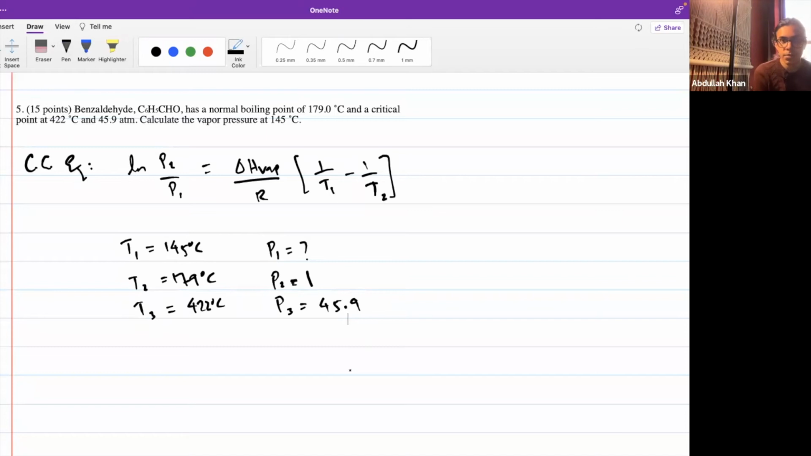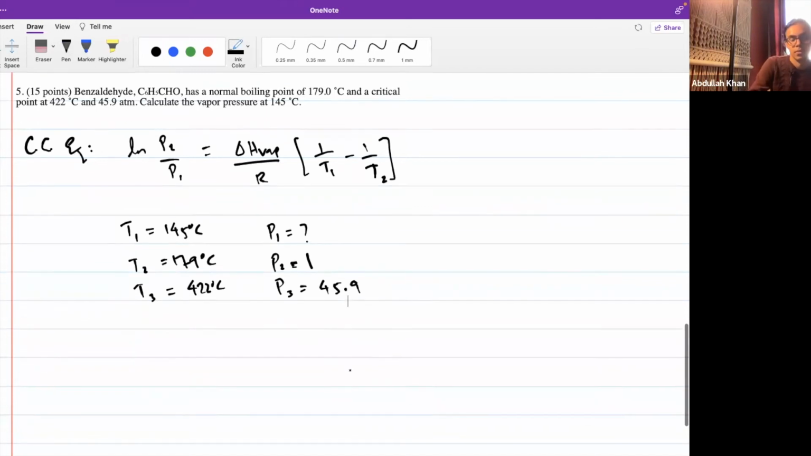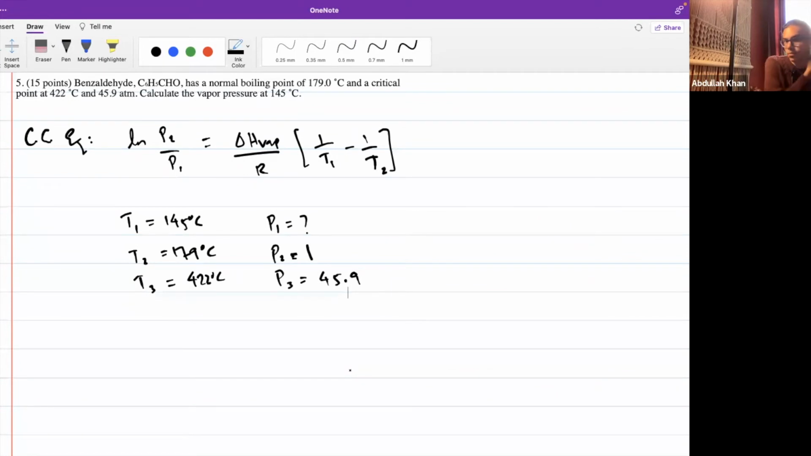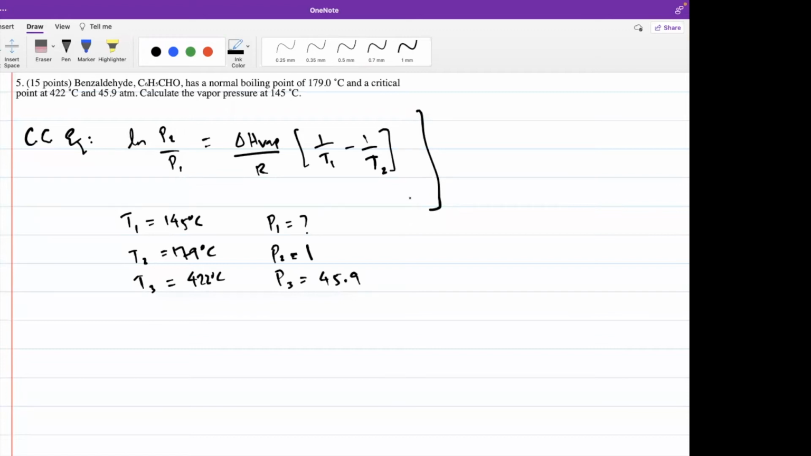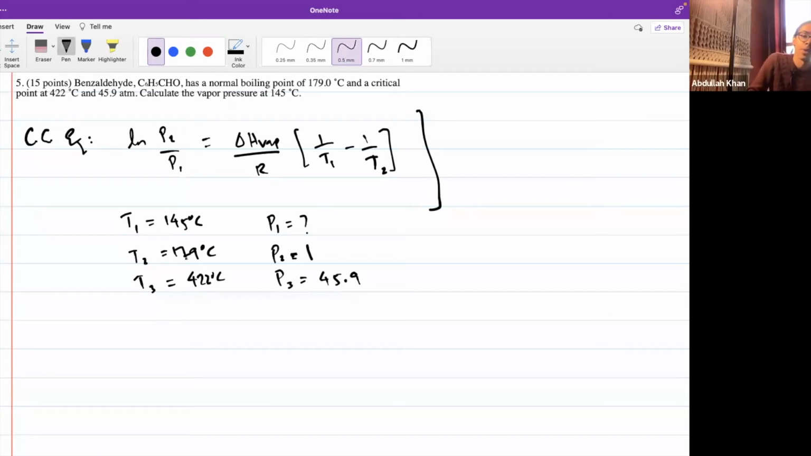So why do you think we were given 3 data points? What's one piece of information in all of this that's missing? We have various pressures, we have various temperatures. R is a constant. Whose value do we not know to begin with? Delta H of vaporization. Yes. So that's why you have these 3 values. You're going to use 2 sets of full values to figure out delta H vaporization, and then use that equation to figure out the other thing.